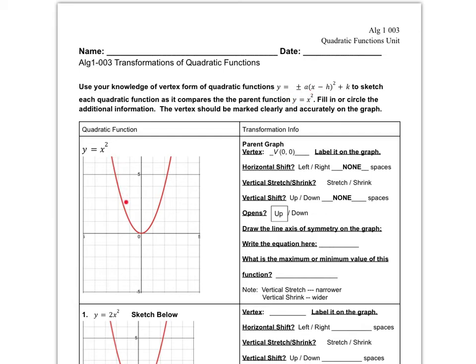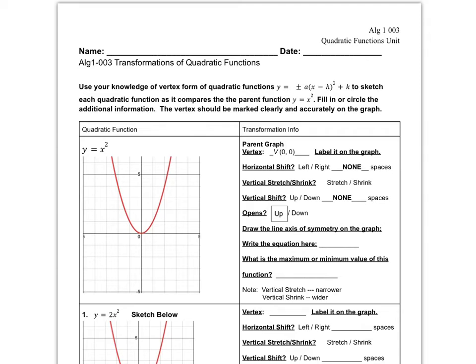So this parabola, y equals x squared, is the parabola that we compare all other parabolas to. When we talk about a stretch or a shrink, we're comparing it to this one. When we talk about it opening up or down, we're comparing it, and the vertex we're comparing to the vertex of this parabola. The vertex should be the only part of your graph that's marked clearly and accurately. The rest can just be a sketch based on what you see in the equation.